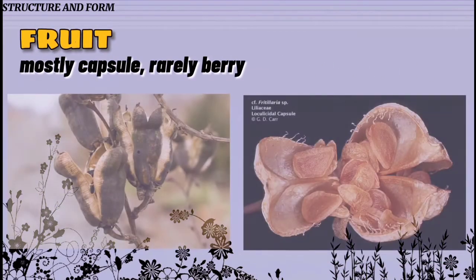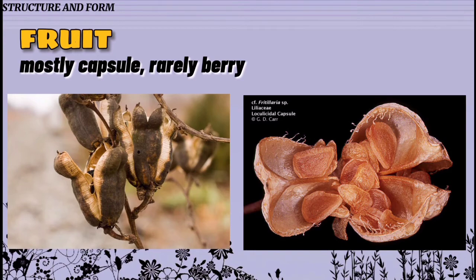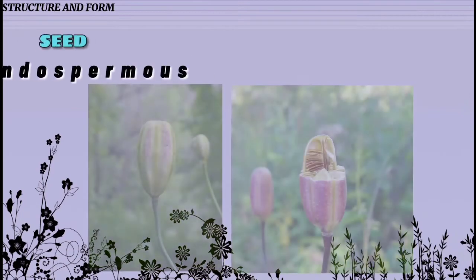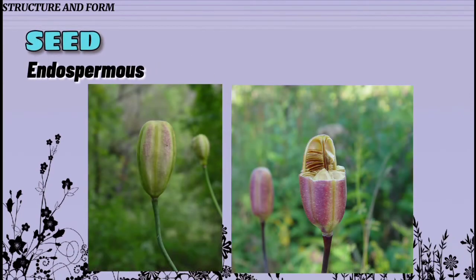Liliaceae fruit type is mostly capsule, rarely berry. When we say capsule, capsule is the most common fruit type. Capsule is a dry fruit which splits open to release the seeds. Liliaceae seed is endospermous. Endospermic seeds are those that have an endosperm in the mature seed. It is fleshy, oily, surrounds the embryo, and functions as a food storage organ.